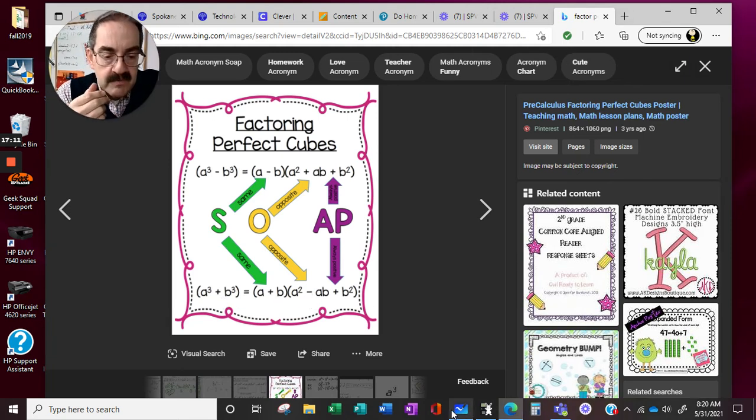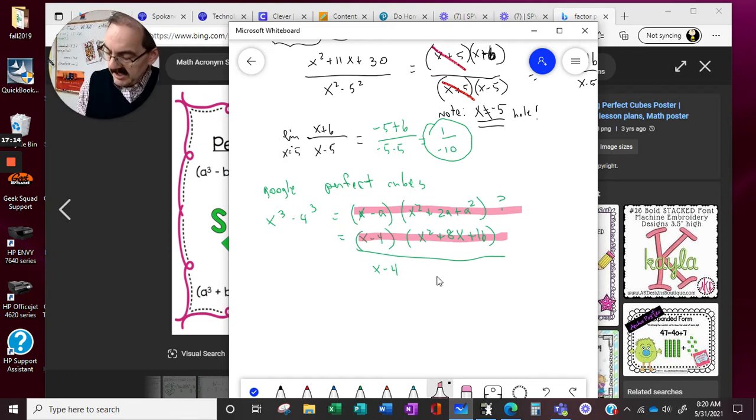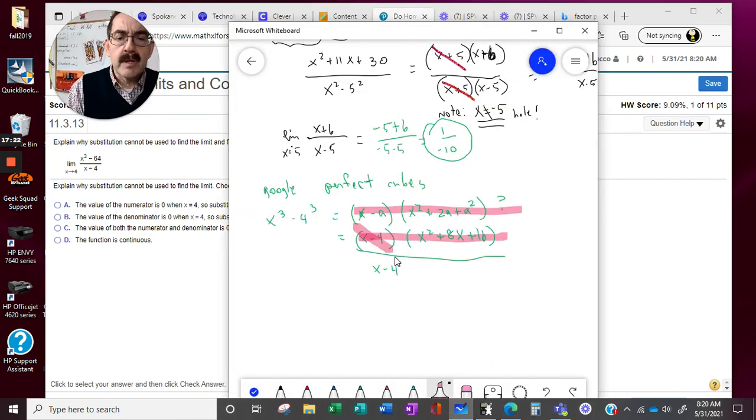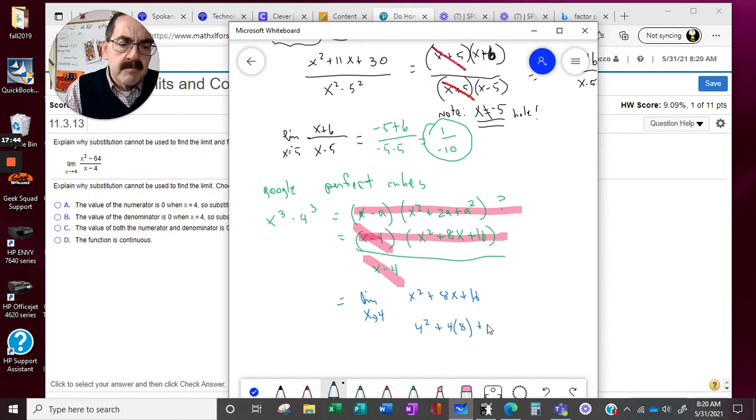All right. So hopefully that was helpful. We factor this. We're going to cancel. Let's just finish this real quick. So now we're going to get rid of that. Leaving us with the limit as x approaches positive 4 of x squared plus 8x plus 16. So 4 squared plus 4 times 8 plus 16. 16 plus 32 plus 16.